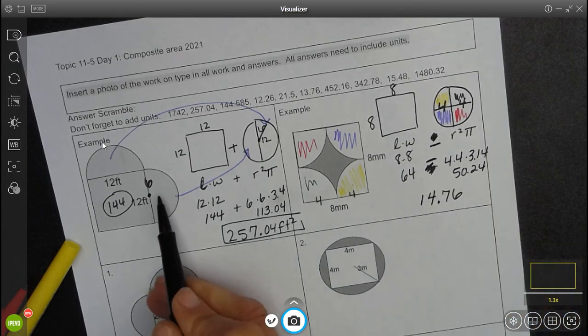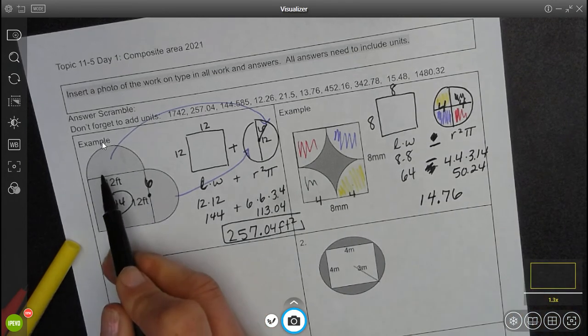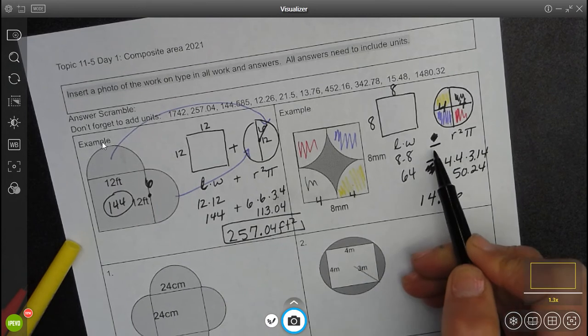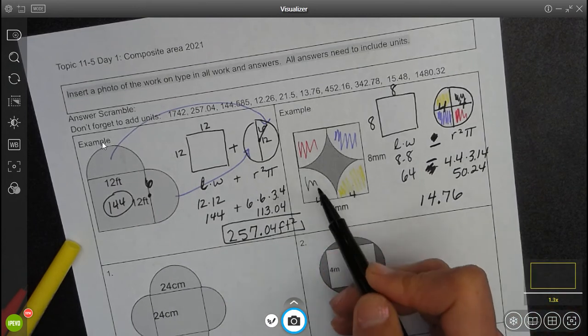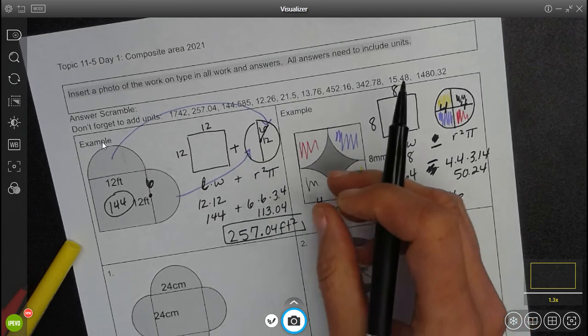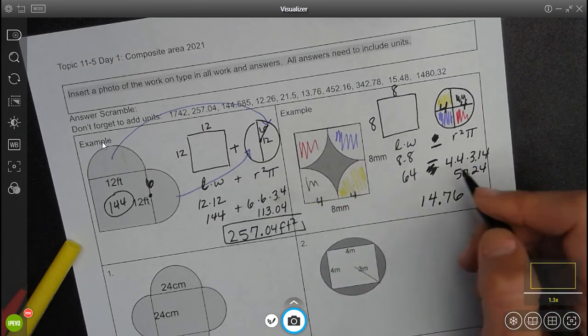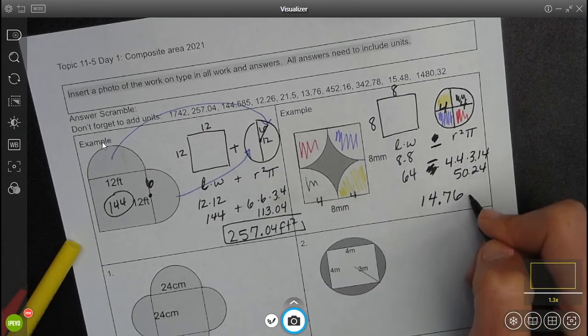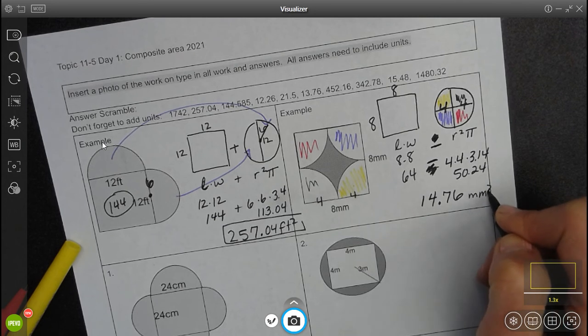Why did I add on this one? Because they're next to each other. Why did I subtract on this one? Because they're on top of each other. I am looking for the shaded area after we've taken away that circle from on top of that square. And this would be millimeters squared.